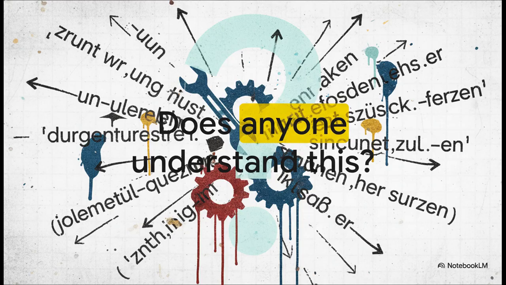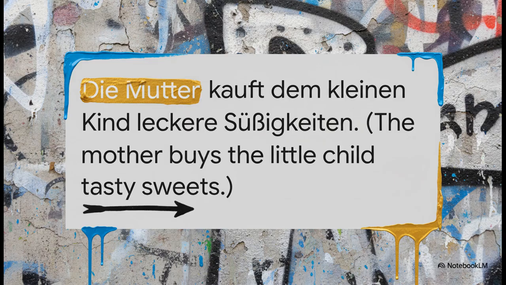It's complete gibberish. And this is exactly why grammar isn't just about a bunch of boring rules. Nope, it's the instruction manual that turns that chaos into actual meaning. And boom, just like that. Die Mutter kauft dem kleinen Kind leckere Süßigkeiten. The mother buys the little child tasty sweets. All of a sudden, it makes perfect sense. So what changed? The order.